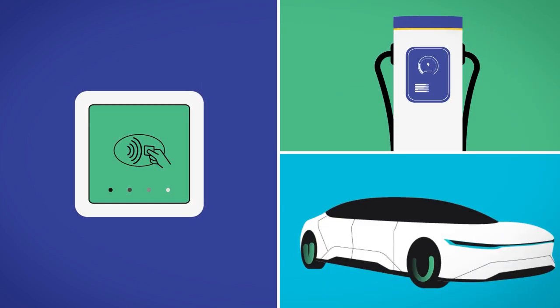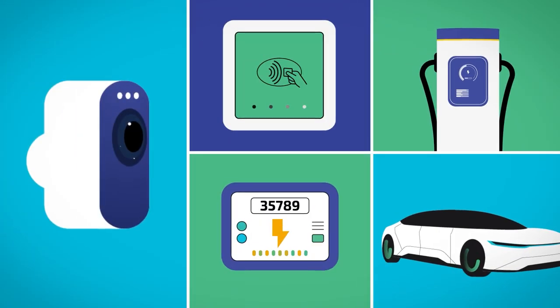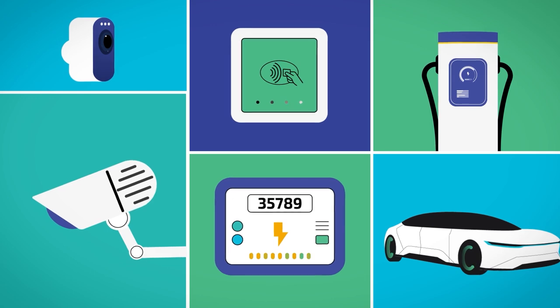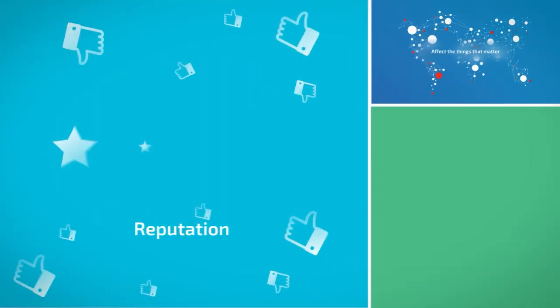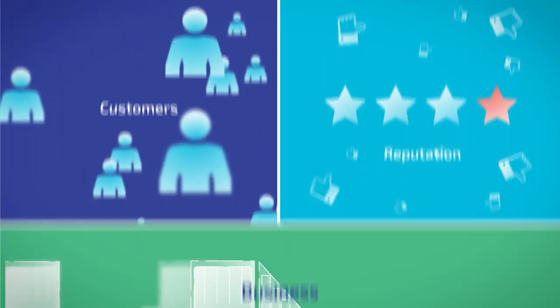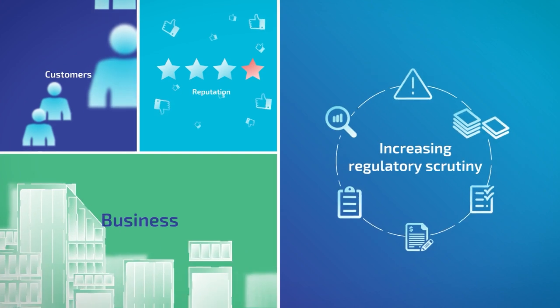Payment terminals, EV charging points, vehicles, smart meters, remote monitoring devices and cameras. The devices you connect to the internet become part of your critical infrastructure, and they can affect the things that matter most: your reputation, your customers, your business, and your compliance.